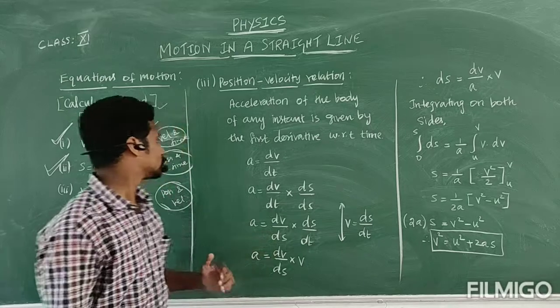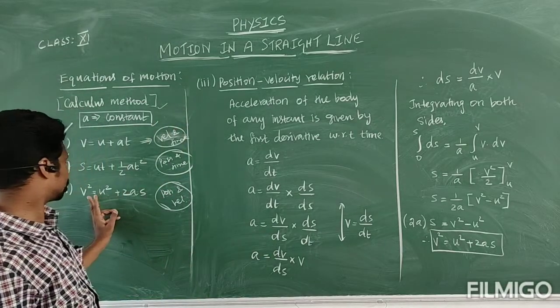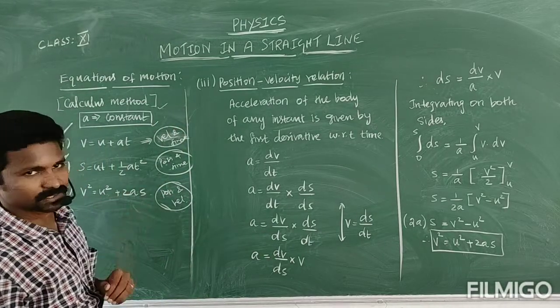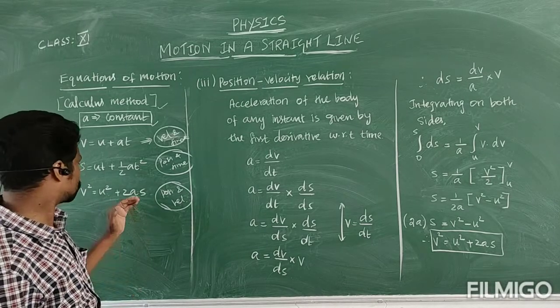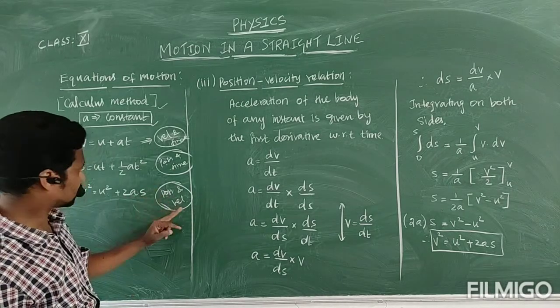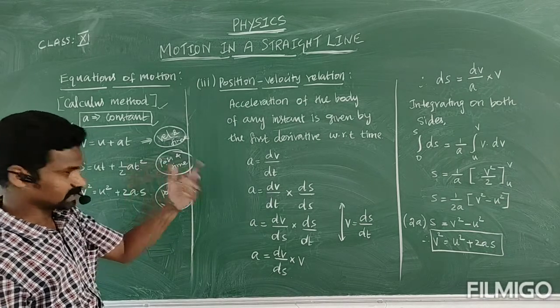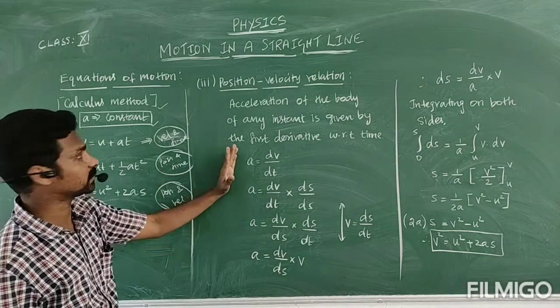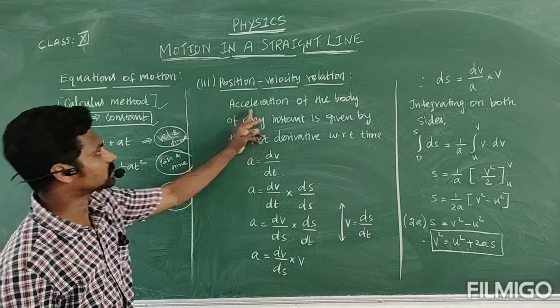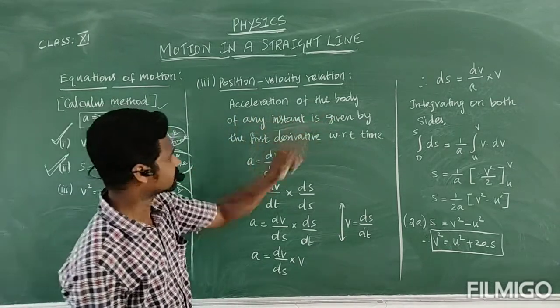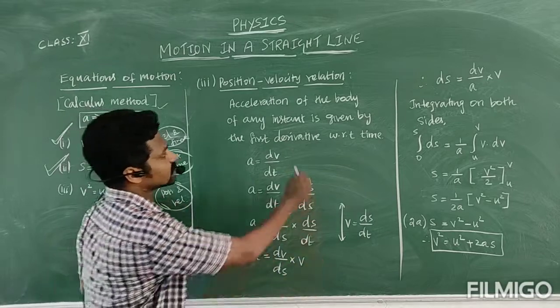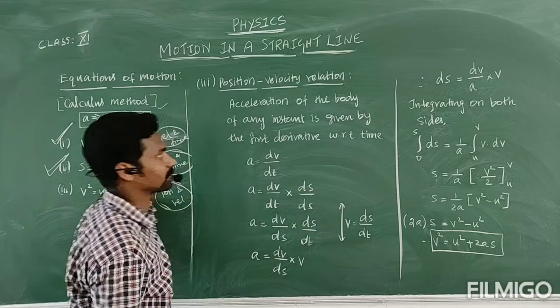So now if you observe this equation, v squared equals u squared plus 2as, it is the position and velocity relation. So the velocity is changing with respect to time. Let's take that idea. So that will lay out. The acceleration of the body at any instant of time is given by the first order derivative with respect to the time.